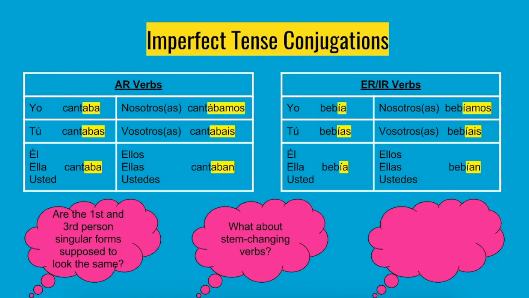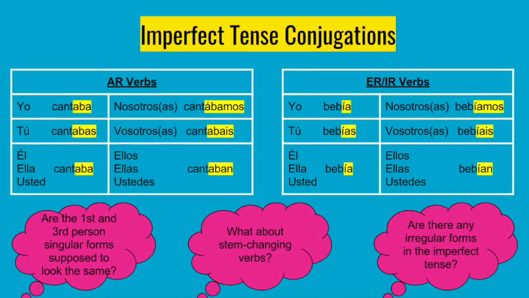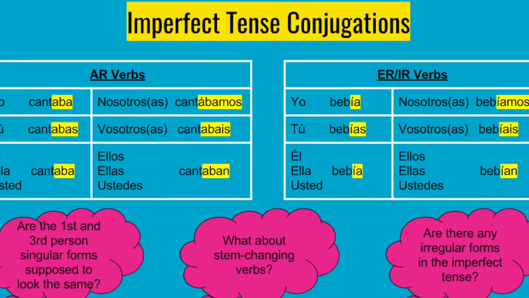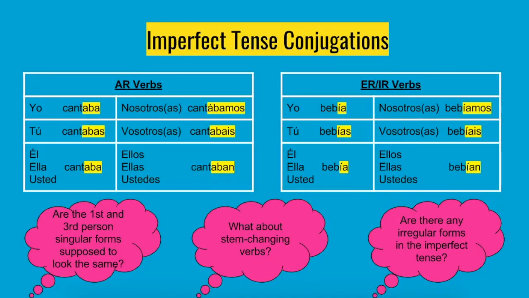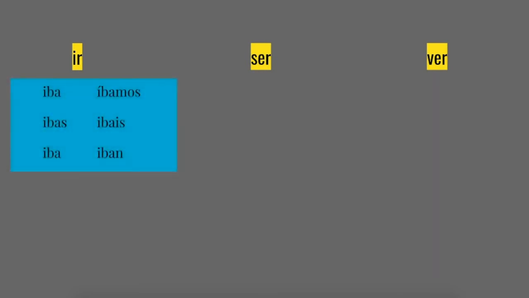Yes, sir, go ahead. Are there any irregular forms in the imperfect tense? Another great question. There are a few irregular forms in the imperfect tense. However, you can breathe a sigh of relief because unlike the preterite tense where there were tons of irregular verbs, there's only 3 in the imperfect tense. Those 3 irregular verbs are ir, ser, and ver. Here's what the conjugations look like for ir.